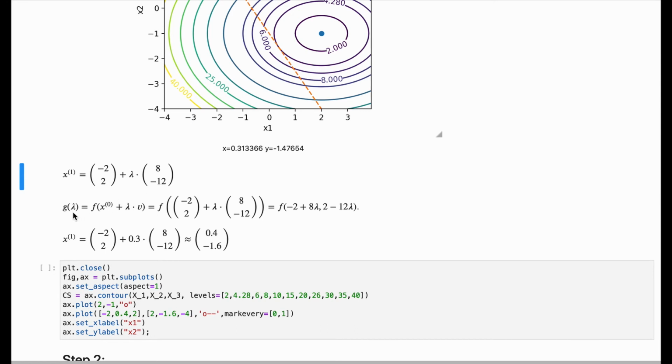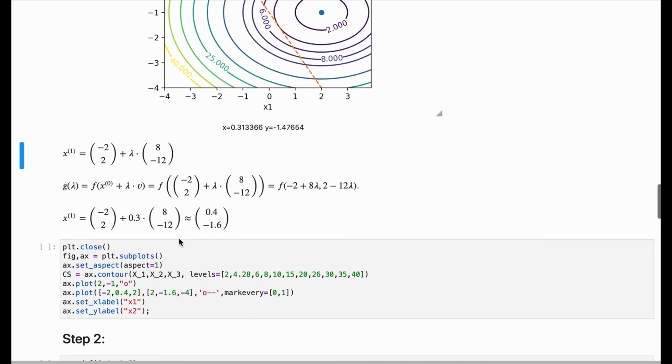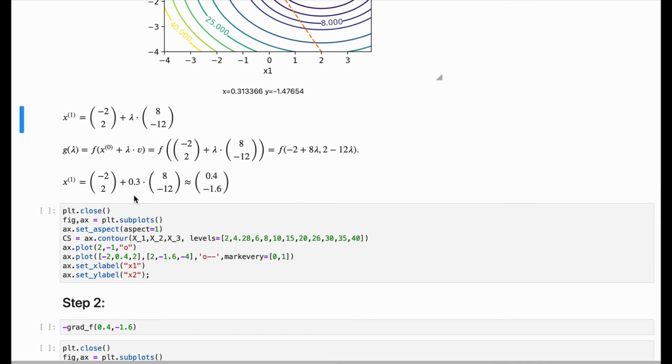Then we have this g of lambda, so that's the function value depending on our choice of lambda here. v is the search direction, so the negative gradient. So g of lambda is the function f evaluated at minus 2 plus 8 lambda and 2 minus 12 lambda. And you can just compute that. You can then determine the minimum of g. And what you find is roughly a value of 0.3 for lambda. It's not quite exact, but it's just as close as we want it to be. Okay, so the new point x1 is about 0.4 and minus 1.6.